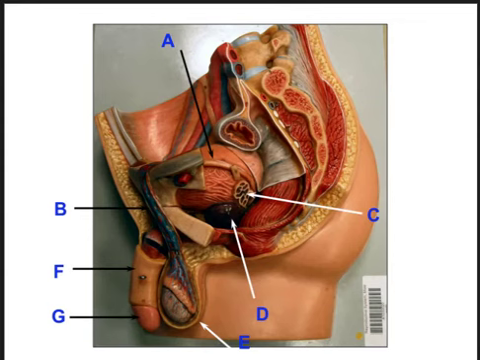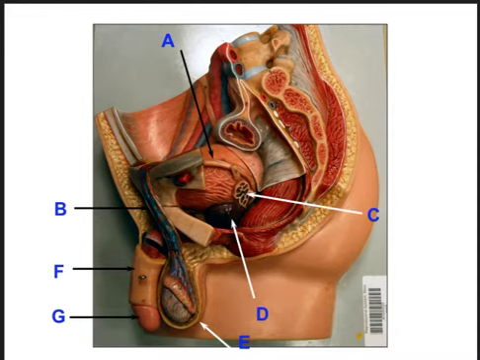So what is A pointing to? A is pointing to the vas deferens. This is the cord that allows sperm to move from the epididymis, shown here, all the way up through the spermatic cord, inside which is contained the vas deferens, and eventually to join the urethra at the ejaculatory duct and then be expelled to the outside environment.